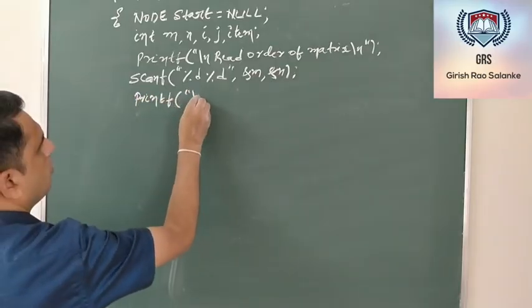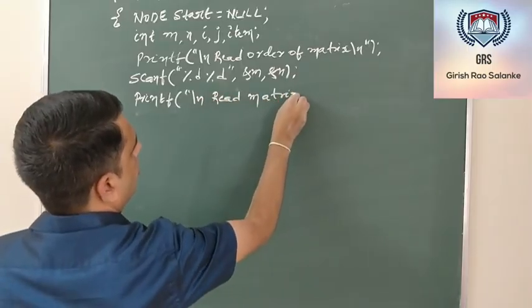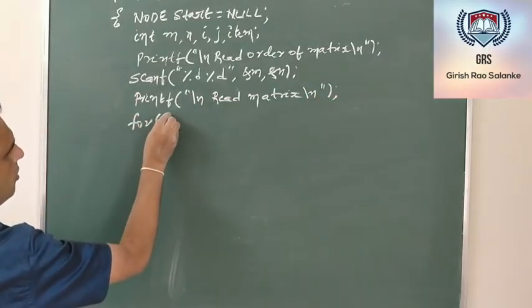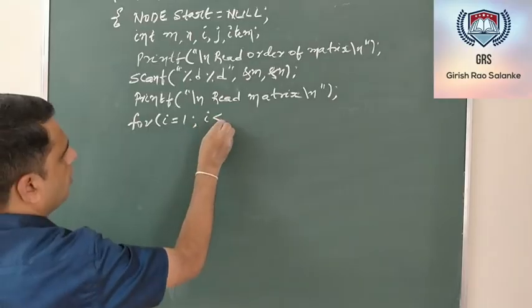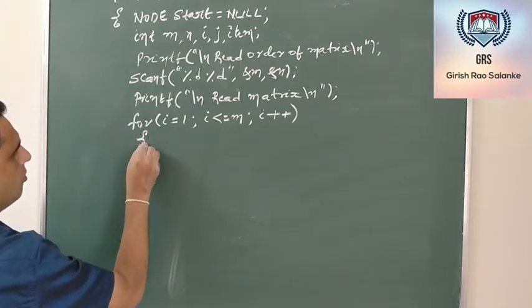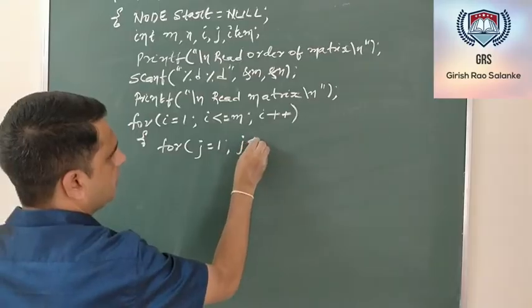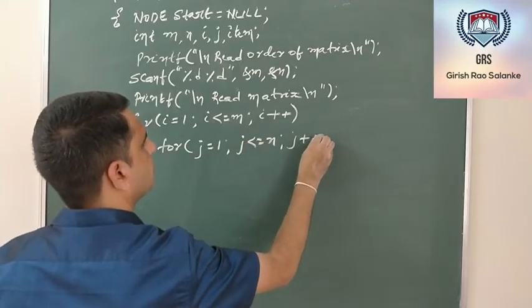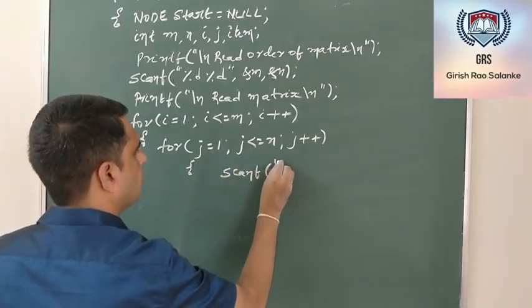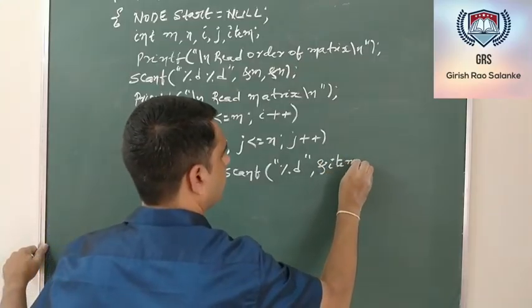Printf read matrix elements. Okay. Take two for loops. For I is equal to 1, I less than or equal to m, I plus plus. For j is equal to 1, j less than or equal to n, j plus plus. Scanf percentage d ampersand of item.